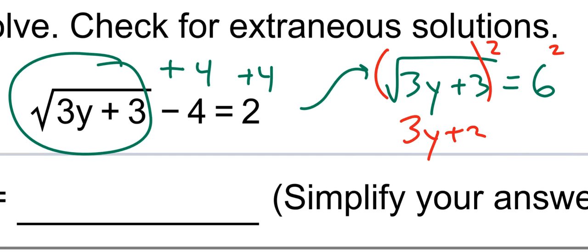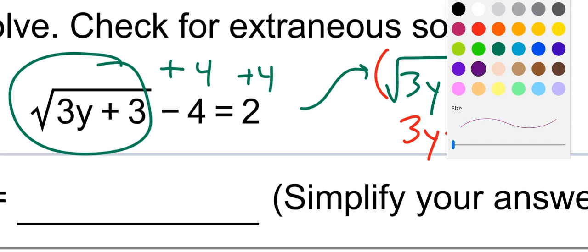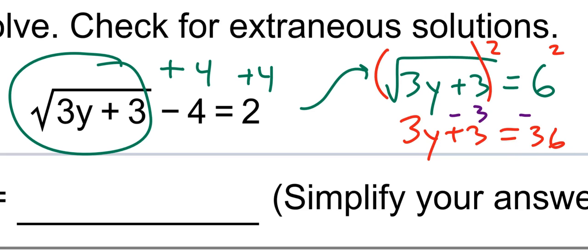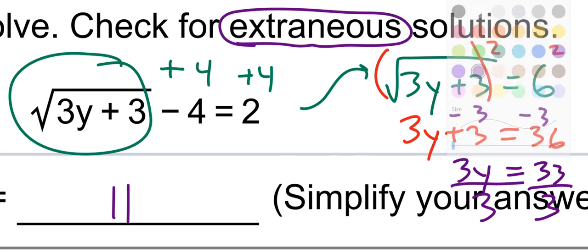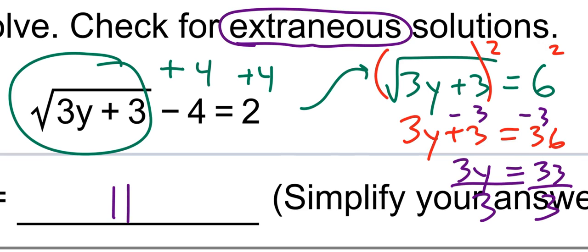So 3y plus 3 equals 36. Then you subtracted 3 from both sides and got 3y equals 33. And I saw a lot of you saying divide by 3, and you ended up with 11. Now, in the instructions for this question, it says check for extraneous solutions. And we talked about this last semester, how extraneous has the word extra in it.